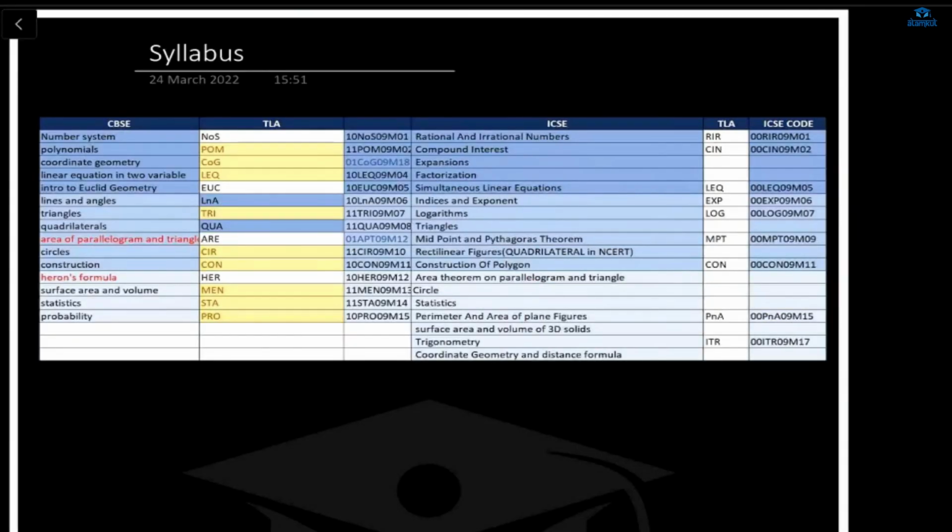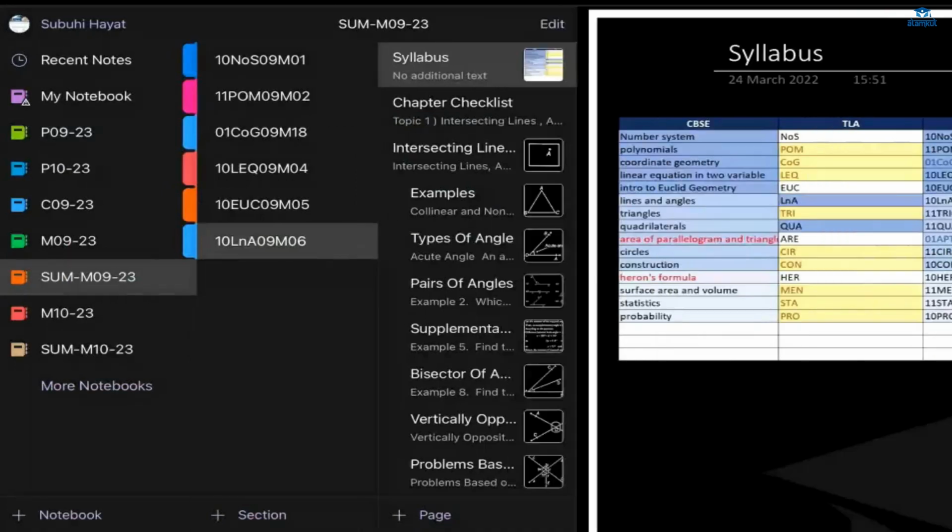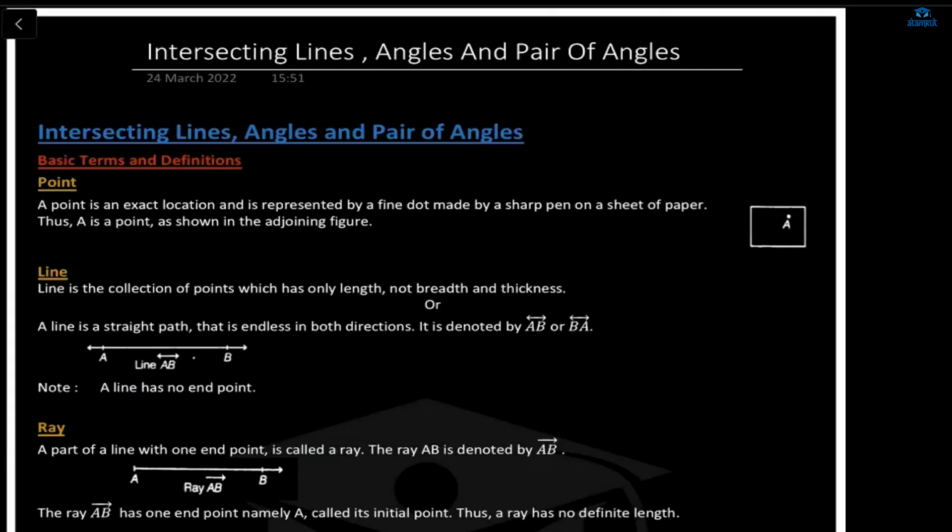So, let's see. Lines and angles: what are we going to study? We are going to study lines, angles, and pairs of angles. Who is going to tell me about lines? In fact, before lines we have points, okay? And a point is the basic unit.